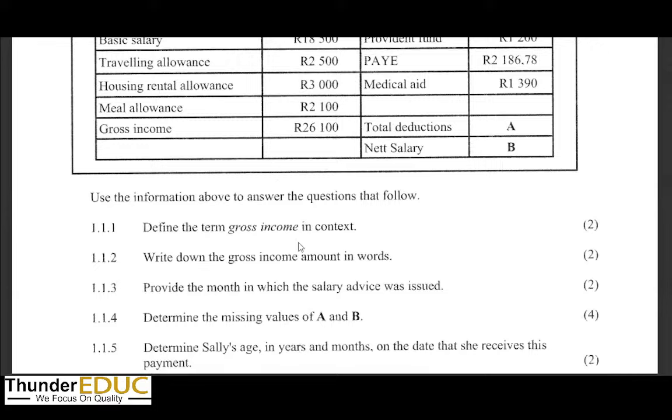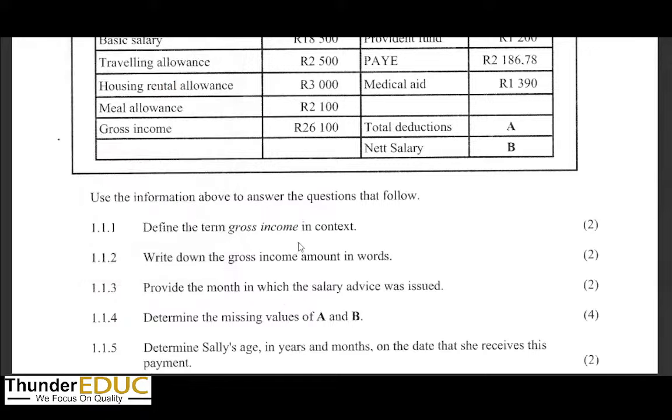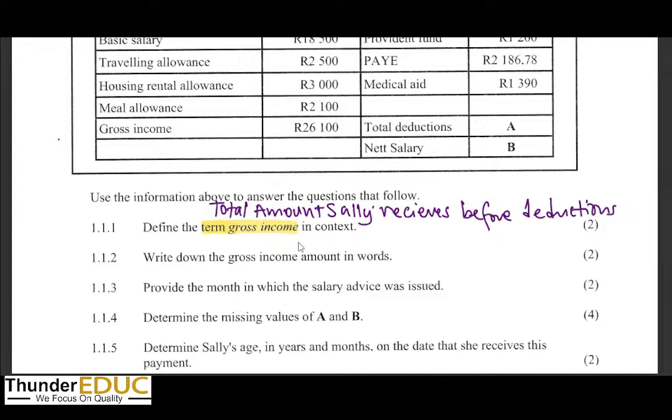Define the term gross income. The moment we hear gross income, we shall be looking at the gross. Gross income is the total amount Sally receives before deductions. Before deductions, that's the main thing. Before deductions becomes gross. Write down the gross amount in words. Now, gross income is this, and they want us to write this in words.